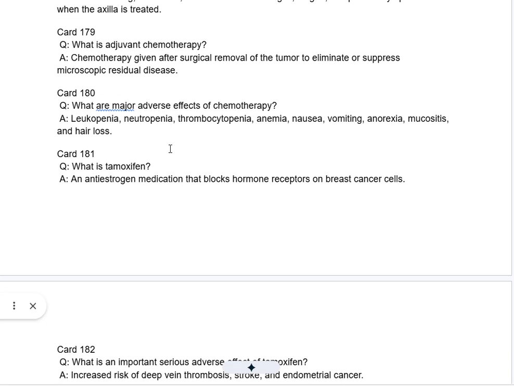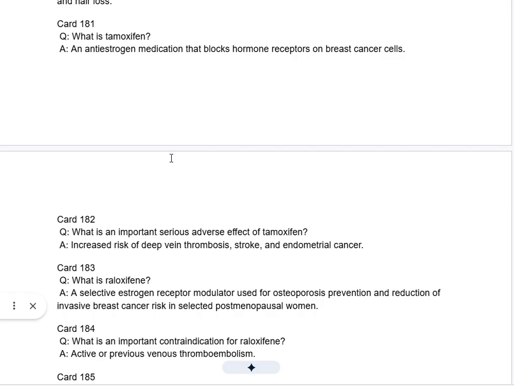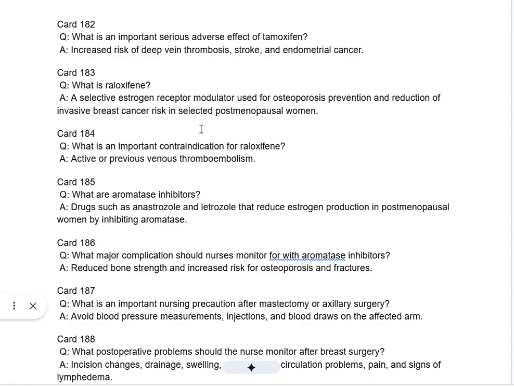Card 181Q. What is tamoxifen? A. An anti-estrogen medication that blocks hormone receptors on breast cancer cells. Card 182Q. What is an important serious adverse effect of tamoxifen? A. Increased risk of deep vein thrombosis, stroke, and endometrial cancer.